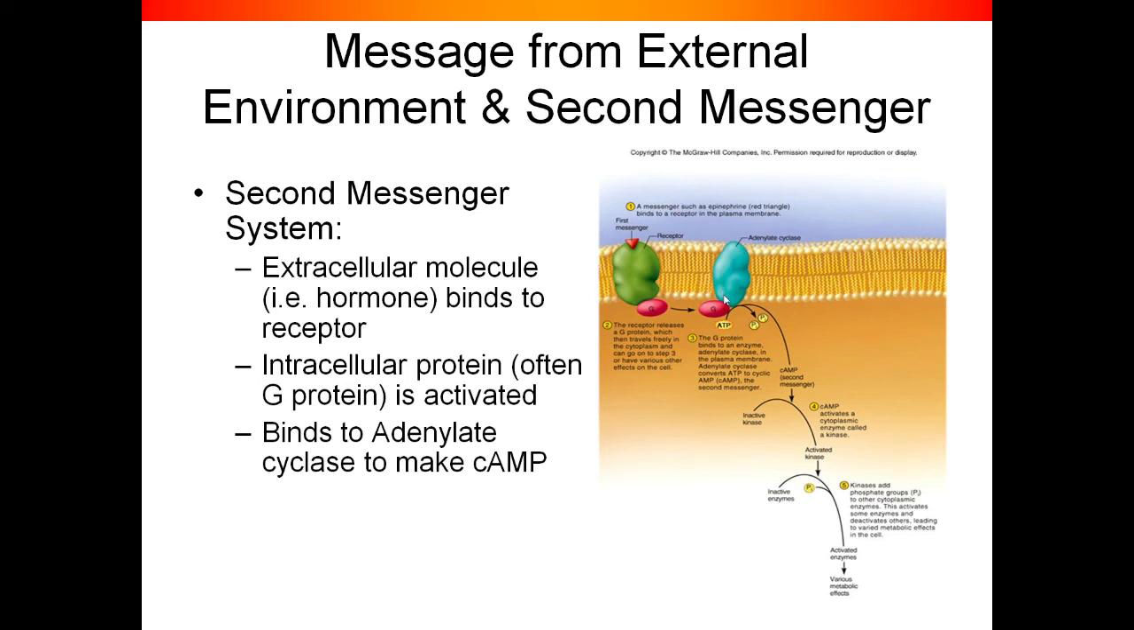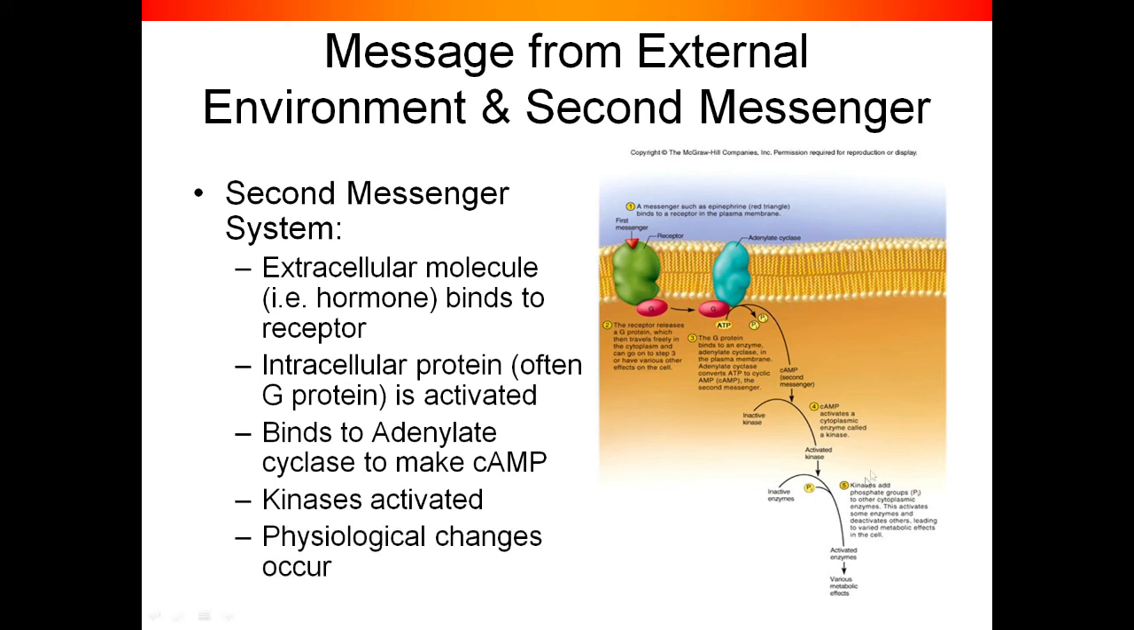Okay. And when it binds to adenylate cyclase, what it's going to do is promote the formation of cyclic AMP. Now, this is the second messenger in the second messenger system. What was the first messenger? That was the hormone, the ligand that bound to the receptor. Okay. So, once cyclic AMP is created, it's going to activate some sort of kinases, right, which are enzymes. And those enzymes are going to change the physiology inside the cell.